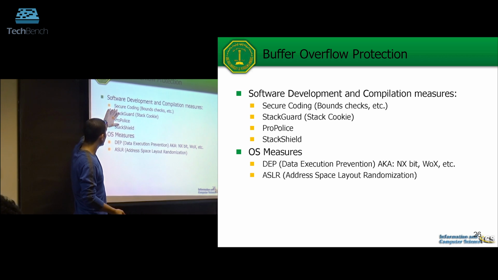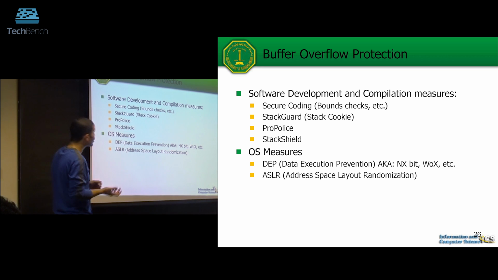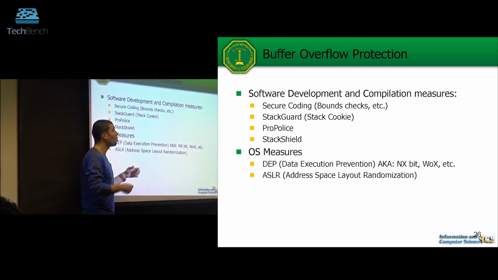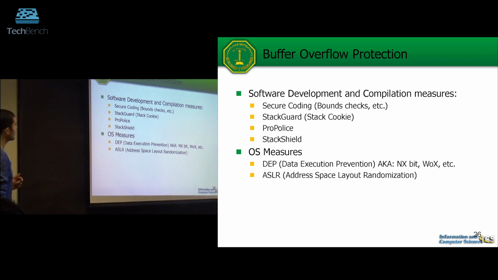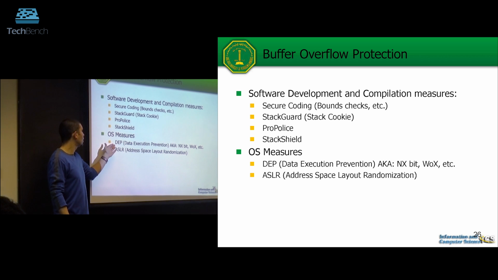Okay, this is one part. And then the other type is operating system measures. Most operating systems have protection features against buffer overflow, or in general what we call memory corruption attacks. So you have DEP and ASLR, and basically you can see how important these measures are.